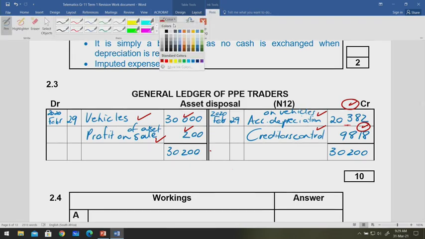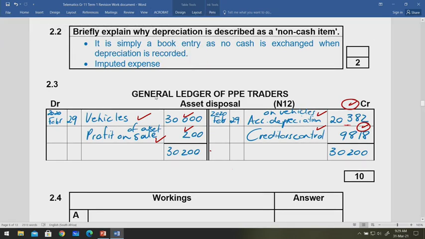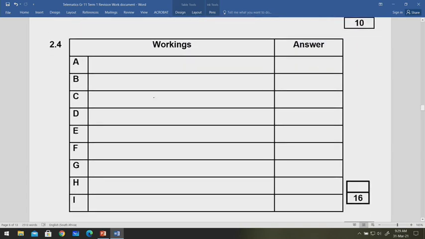Next one, if we look at note number 3. Note number 3, the first one is land and buildings. At the beginning of the year, land and buildings was 160,000. At the end of the year, 250,000. So obviously, additions at cost price must be the difference between those two. The 250 at the end minus the 160 at the beginning. That will give you additions at cost price, 90,000.